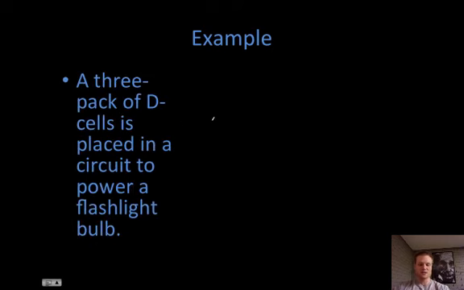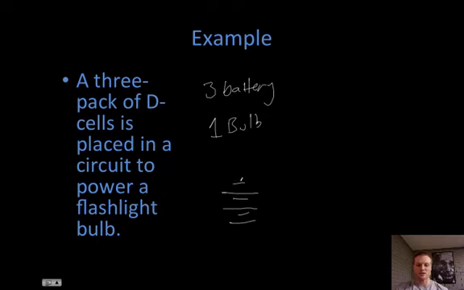All right, let's do another example just to give you a good feel for what this is all about. A 3-pack of D cells is placed in a circuit to power a flashlight bulb. Basically what we're looking for here is that we have 3 batteries and it looks like 1 bulb. So how would I draw that? Well, I'm going to draw my batteries, and so I have a big line and a little line. Now that's just 1 battery, so I have to draw that 2 more times. Big line, little line. That's 2 batteries, and then 1 more big line, 1 more little line. Now I have 3 batteries, and I can start to draw my circuit.